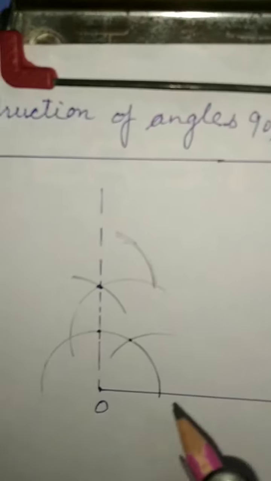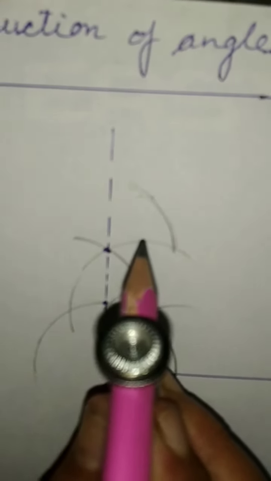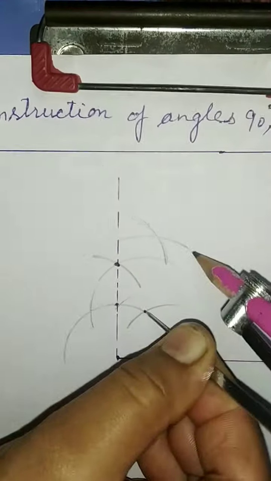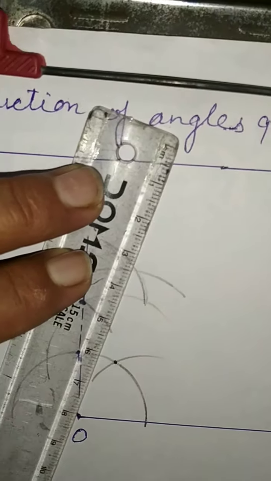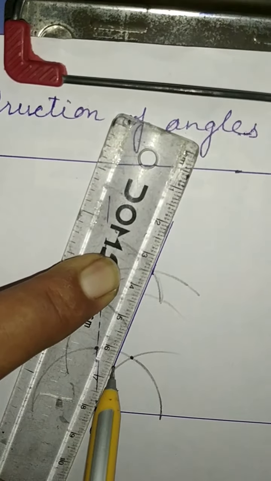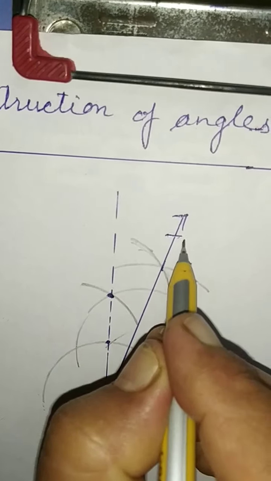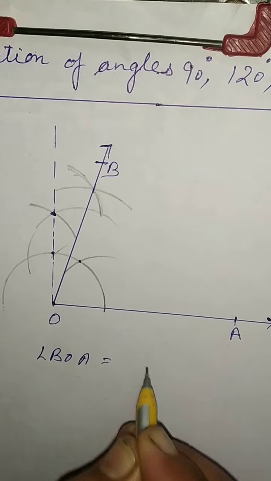Now measure this length of semicircle, this point, and from this point of 60 you cut this. Now we will get this point as 70. If I join this, we will get an angle of 70. This angle BOA is of 70 degrees.